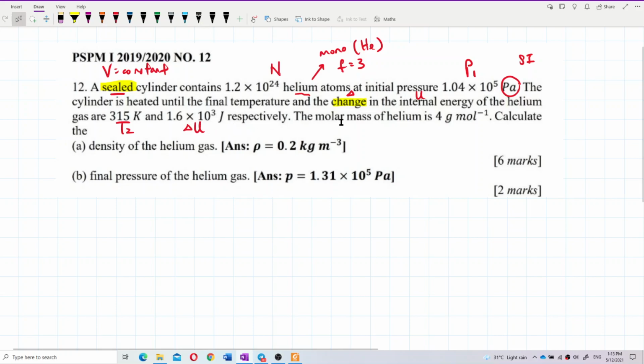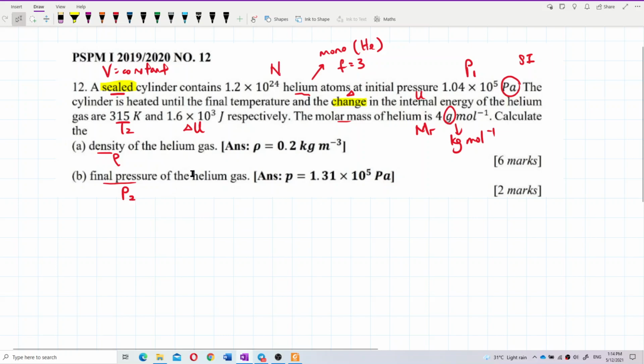Okay, and then we have molar mass of helium. This is molar mass, mass per mole. This one is in gram. You need to change to SI unit, to kilogram per mole. That means you need to divide by 1000. Molar mass, mass of 1 mole. Calculate the density. So we need to find the density. And then finally, we need to find the final pressure, P2, of helium gas.